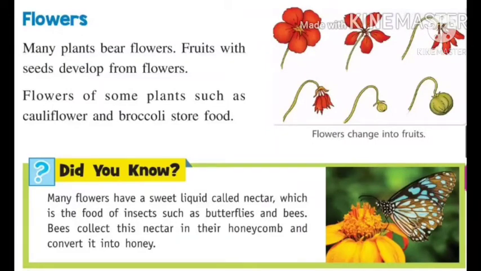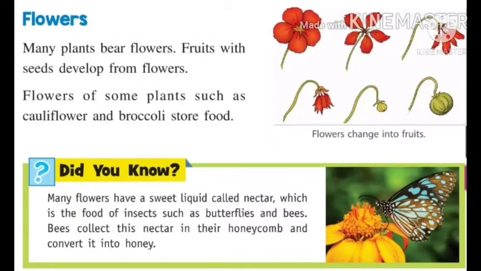The main function of a flower is to develop fruit and seeds, and some flowers can store food in them, like cauliflower and broccoli. Do you know, many flowers have a sweet liquid called nectar, which is the food of insects such as butterflies and bees. Bees collect this nectar in their honeycomb and convert it into honey.